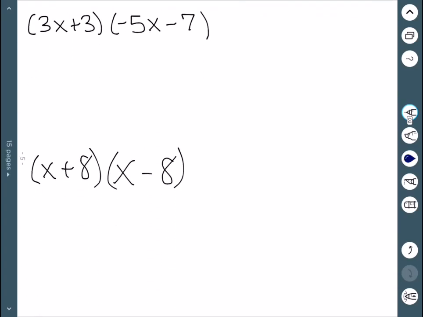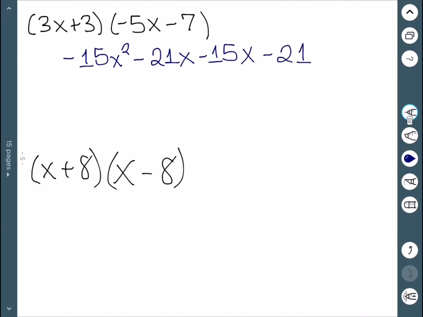So for example, here if I multiply the first two terms, 3x times negative 5x would be negative 15x squared. The outside two terms, 3x times negative 7 is negative 21x. The inside two terms, 3 times negative 5x is negative 15x. And then the last two terms, 3 times negative 7 is negative 21. We can combine these two middle terms. Negative 21 minus 15 is negative 36.